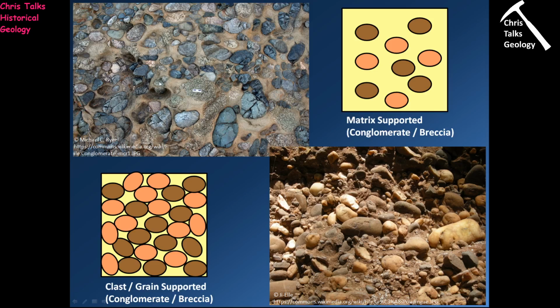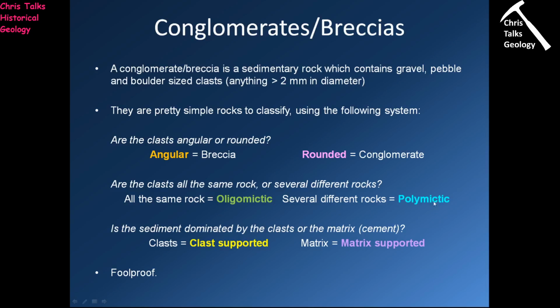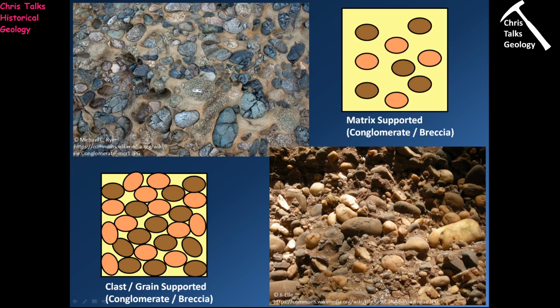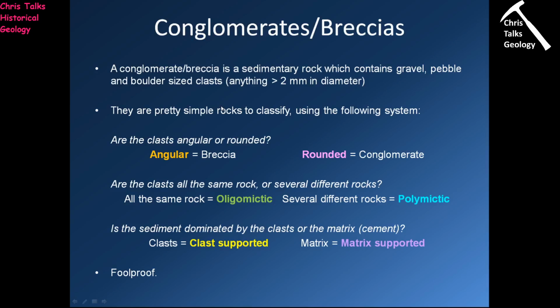So this would be classified as a polymict matrix supported conglomerate. So polymict, multiple different clast types, matrix supported, the clasts are separated by the matrix, and it's clearly a conglomerate because you have the rounded clasts. So the classification of conglomerates and breccias is super straightforward.